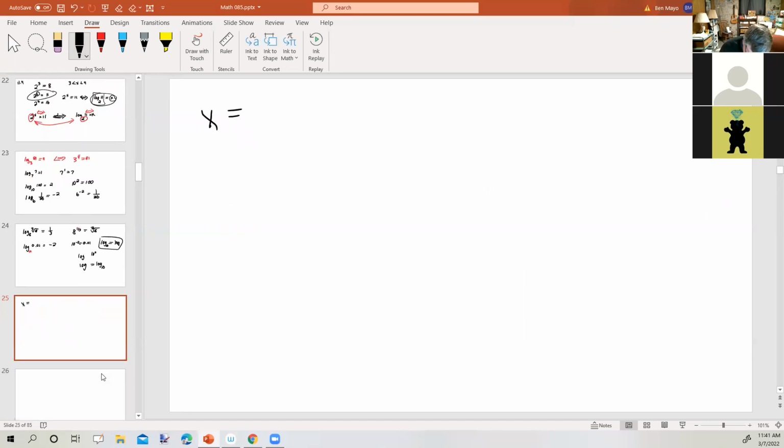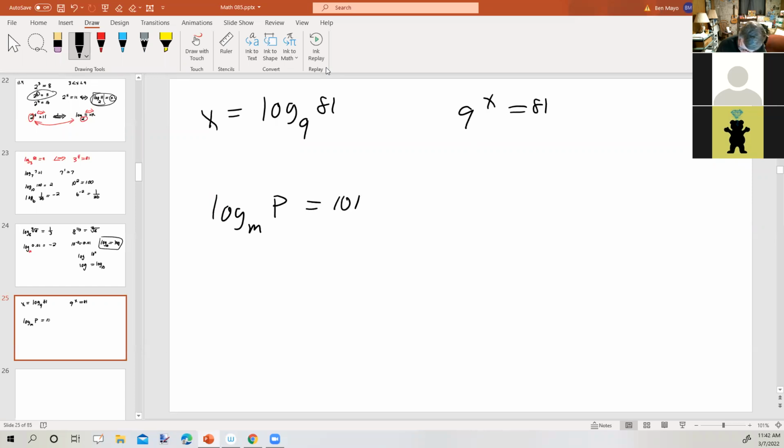X equals log base 9 of 81. So this would be 9 to the x power equals 81. Log base m of p equals 101. So m to the 101 power equals p. Again, any questions there? So this is converting logarithmic equations to exponential equations.